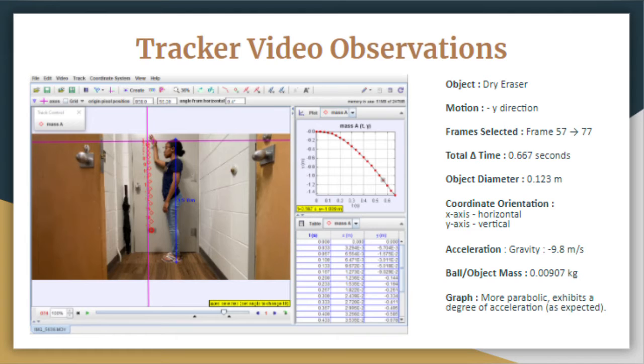As you can see from the data in the table, as well as in the graph, there is an acceleration of the object as it is falling due to the gravity from the weight force acting on the object. This acceleration is apparent as we are graphing the position versus time.